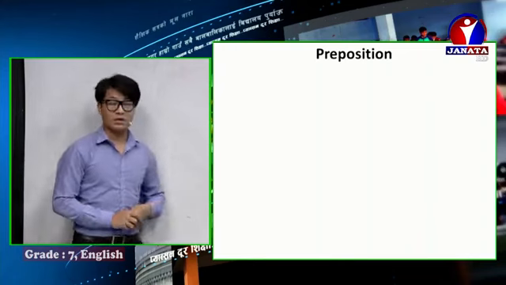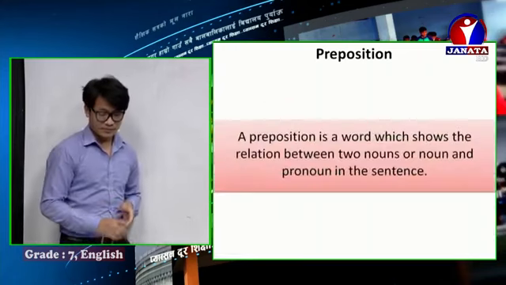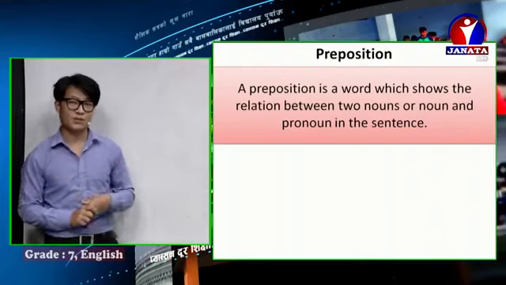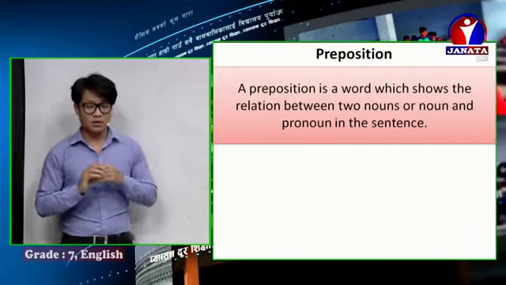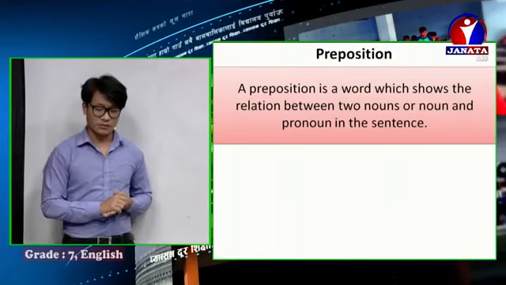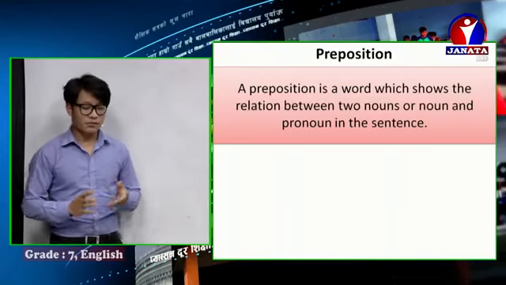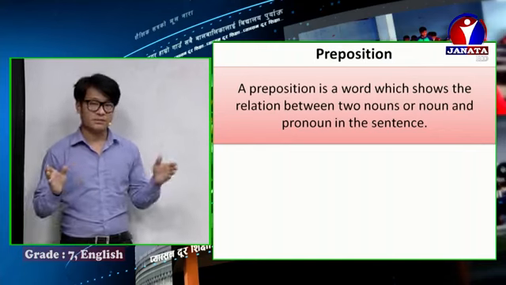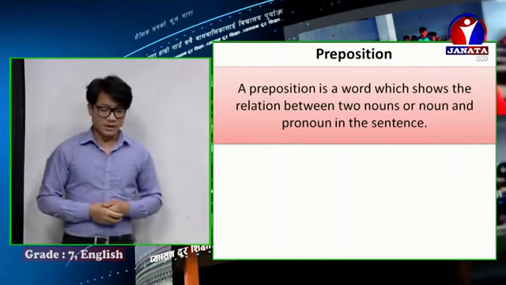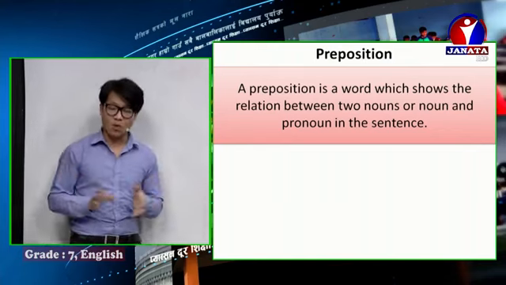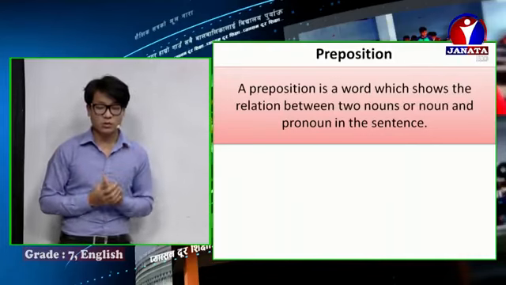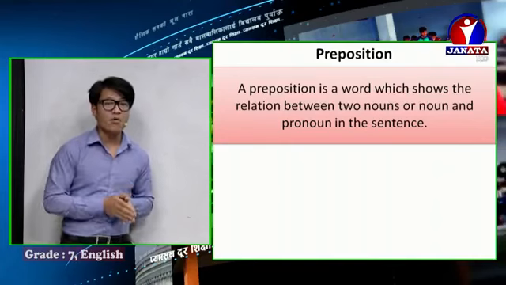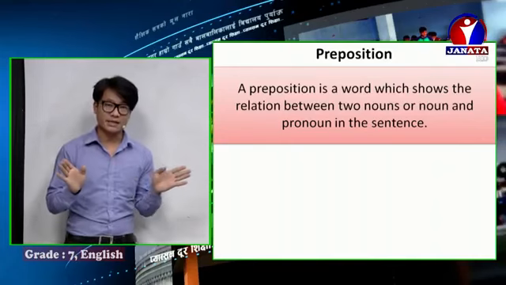Let's start with a definition first. A preposition is a word which shows the relation between two nouns, or pronouns, or a noun and a pronoun in the sentence. Let me say it once again. A preposition is a word which shows the relation between two nouns or a noun and a pronoun in the sentence.